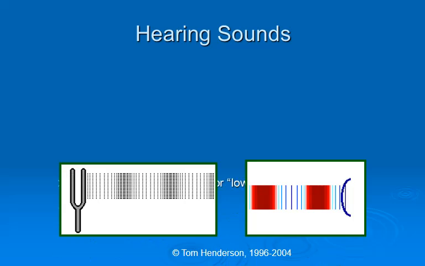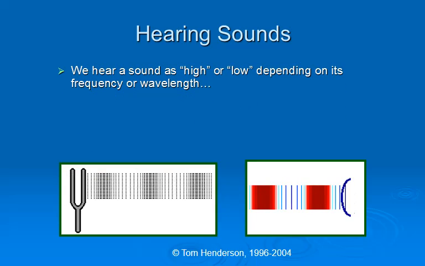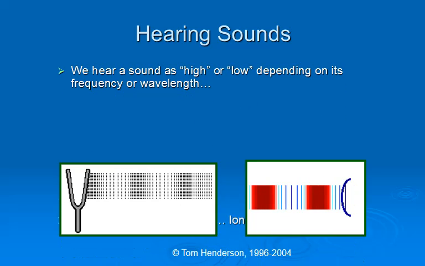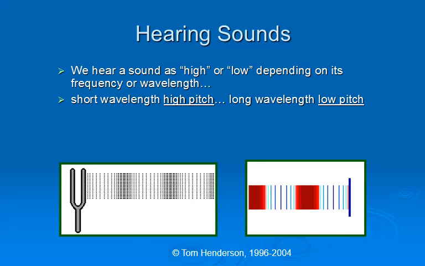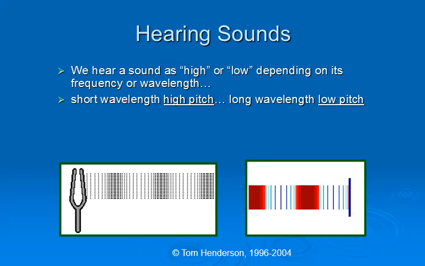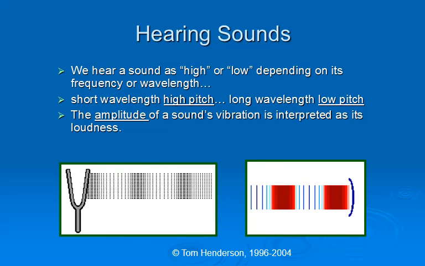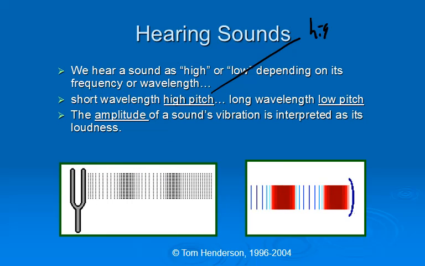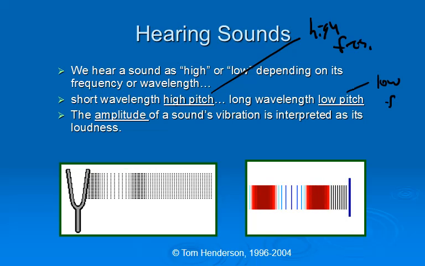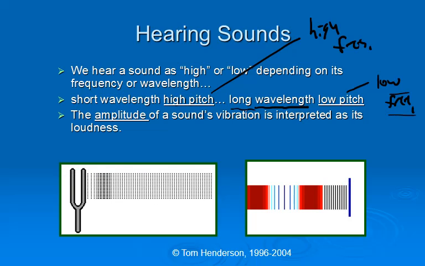So when we hear sound, we can hear a higher or low sound depending on the frequency or wavelength. And so short wavelengths have high pitch, long wavelengths have low pitch. And in terms of frequency, high pitch means high frequency as well, and then low pitch, low frequency. But the wavelength is actually longer. So low frequency, long wavelength, and then short wavelength means high frequency. So they're inversely related to each other.